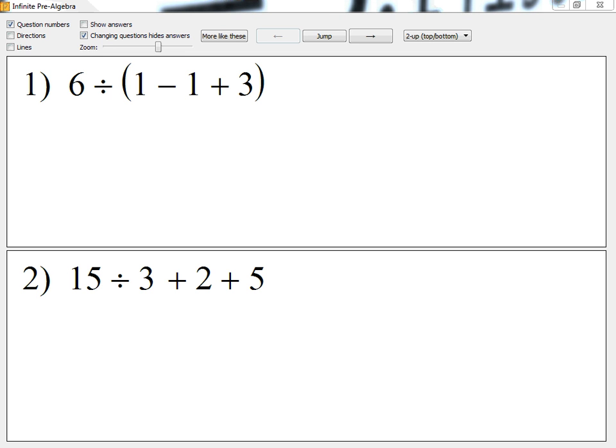Alright guys, so today we're going to continue with order of operations. Yesterday we only had two operations, now we have three. Just for us to remember the order of operations, I call it GEMS.